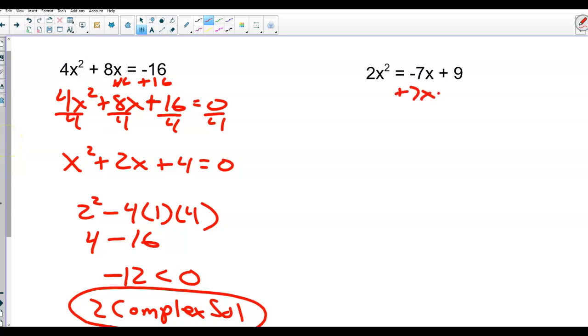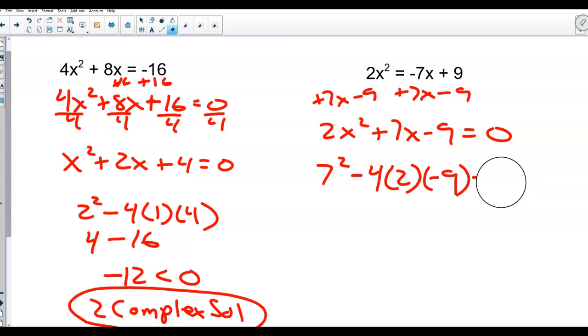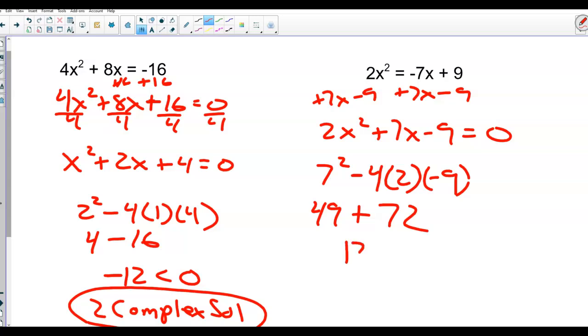I'm going to add 7x and subtract 9 on both sides. 2x squared plus 7x minus 9 equals 0. You can't go to the discriminant until it's equal to 0. 7 squared minus 4 times 2 times a negative 9. 49 plus 72. And 49 plus 72 is 121.